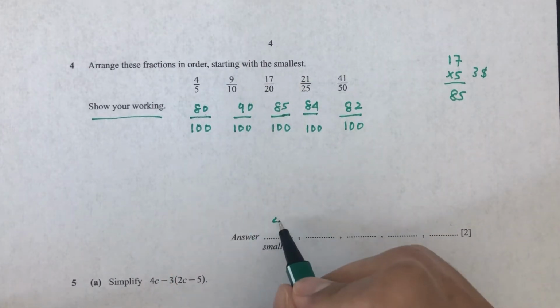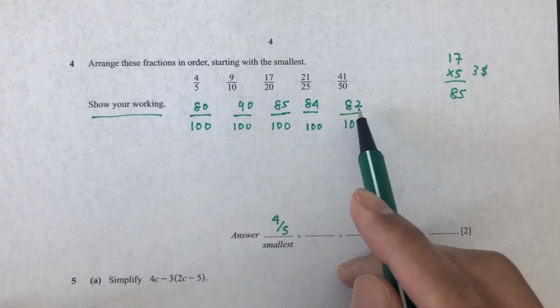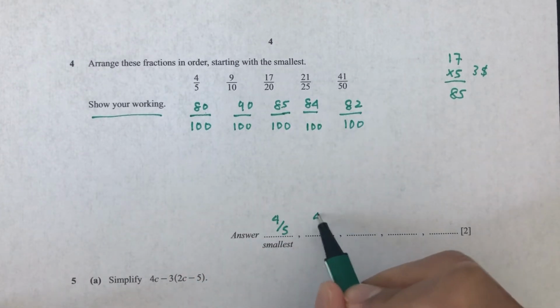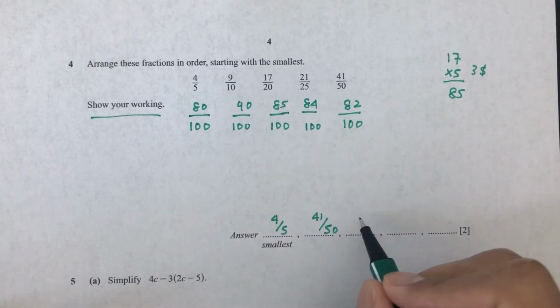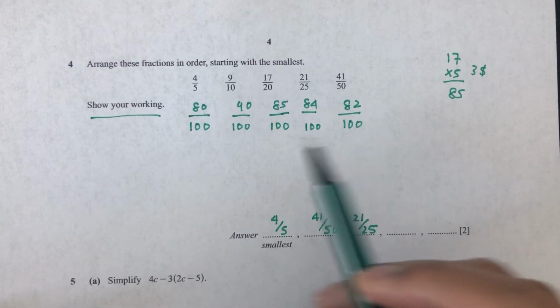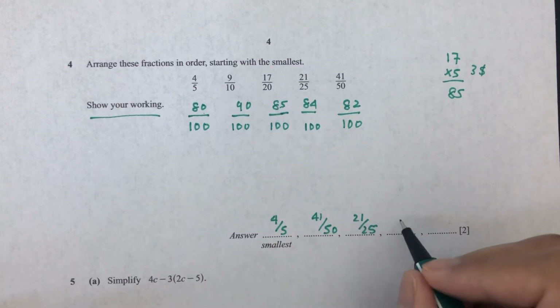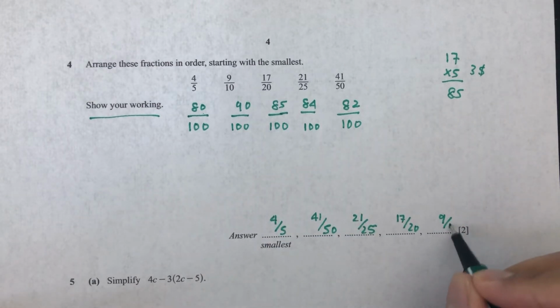So the first one begins with 4 over 5. Second one is 82. That will be 41 over 50. Third one is 84. That will be 21 over 25. Okay. And the next one will be 85, which is 17 over 20. And the last one, which is 9 over 10.